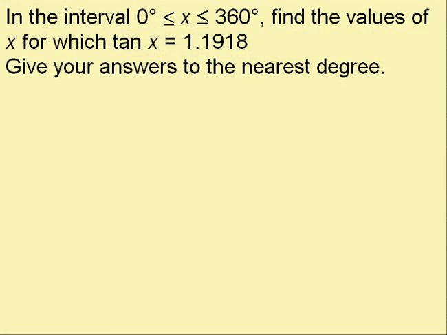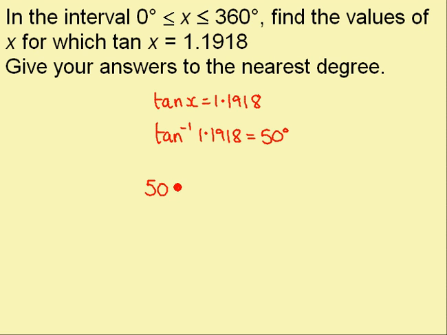Now in this exam question, I'm being asked to find the values of x for which tan x is 1.1918. So I can get the first one using inverse tan. Remember that's shift tan on your calculator. And you'll get 50 degrees. Now at this point, I sort of want to draw a sketch, but remember what we just said. The nice thing about tan is that it repeats every 180 degrees. So to get the other value, I can just do 50 plus 180 and get 230 degrees. So x is equal to 50 degrees and 230 degrees.